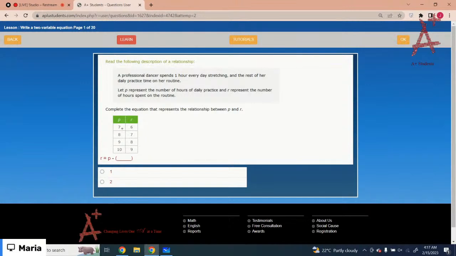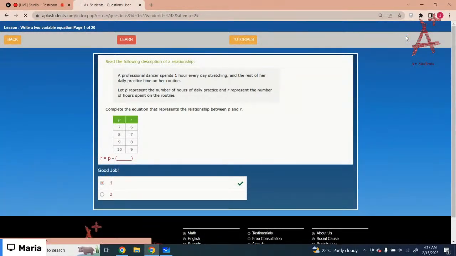Then the next values are 8 and 7. So 8 minus 1 equals 7. Then 9 minus 1 equals 8. And then 10 minus 1 equals 9. That means the equation is R equals P minus 1. So the correct option is R equals P minus 1. Got it? Because for each value of P, we subtract 1 to get R.